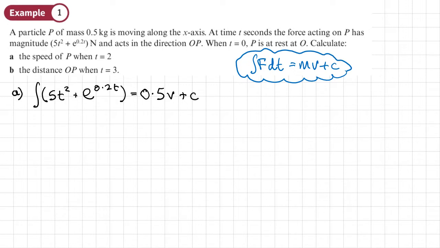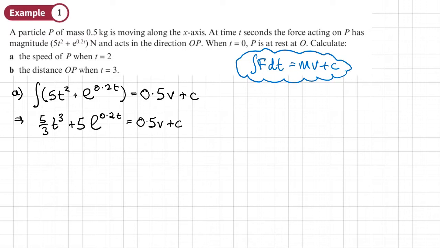plus c. I'll start by integrating the left hand side, and that will give me 5/3 t cubed. Then integrating the e to the power 0.2t, we use the reverse chain rule. So the e is going to stay as it is, the power is going to stay as it is, but then we need to divide it by 0.2. So you've basically got 1 divided by 0.2, which is 5, equal to 0.5v plus c.